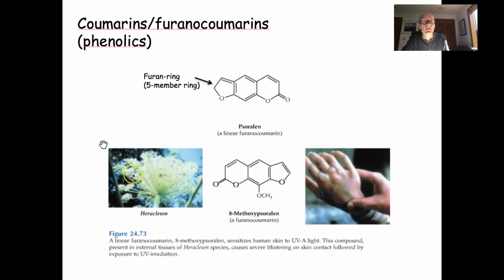You might have seen this around, these kinds of plants. So some of them, many of them look similar. They have these umbels. Umbelliferae is the plant family, and this is the substance. And when that substance is activated by UV light and binds to DNA, it can lead to this nasty blistering. So here you see the blisters on the hand. So that's what happens when it gets sensitized.